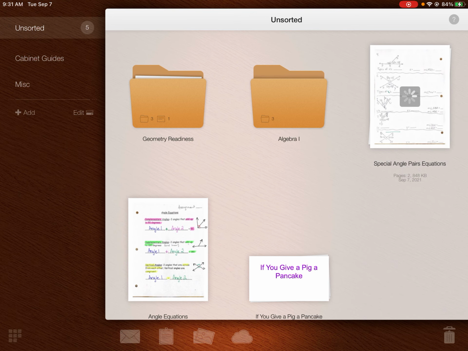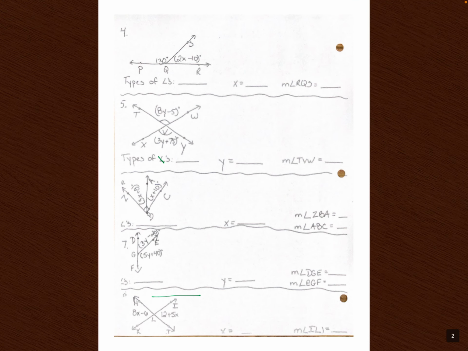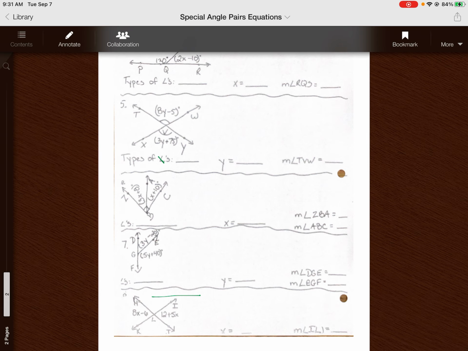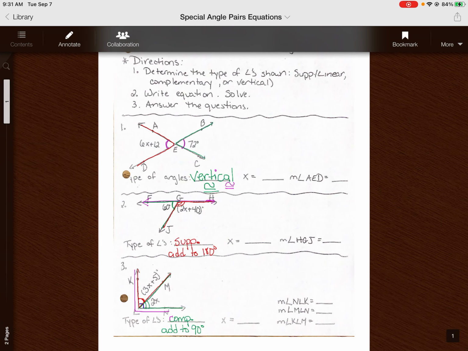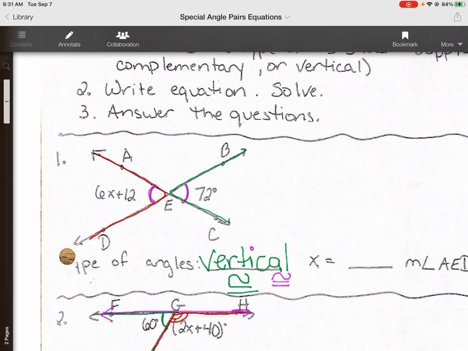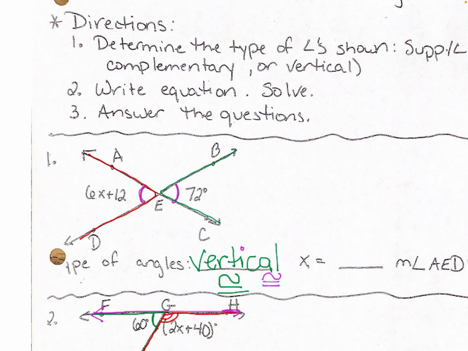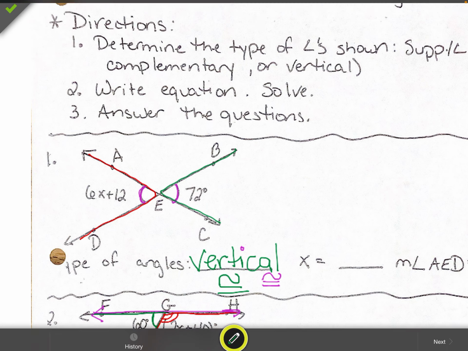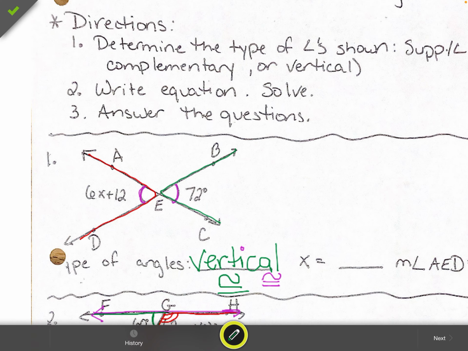All right, so let's take a look at the three that we set up, because then you're going to set up some by yourself. But we set some up the other day. So, we identified. So remember, we looked at these. We said, hey, they're across from each other. So they're vertical. Vertical angles are congruent.